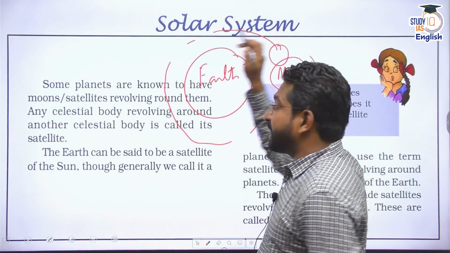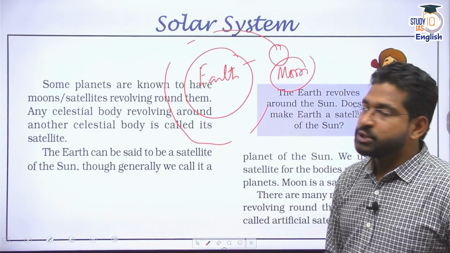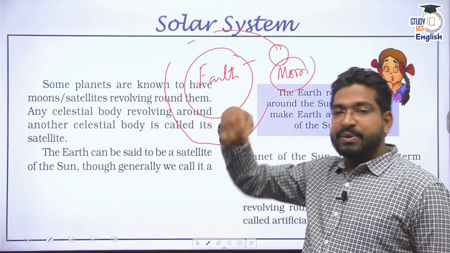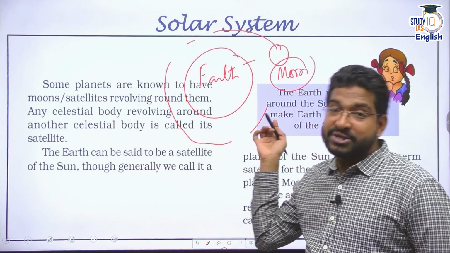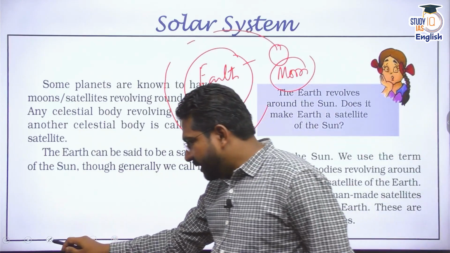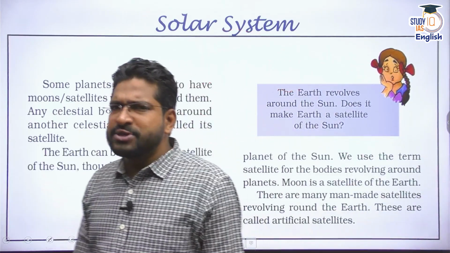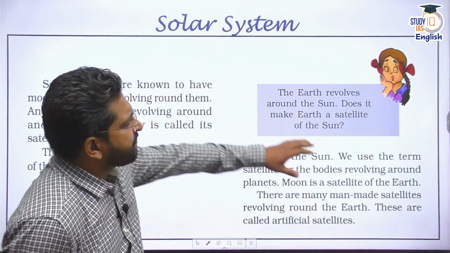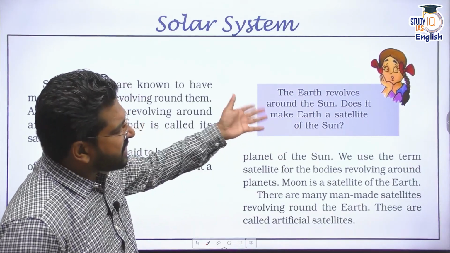So the moon is like a natural satellite. Anything revolving around the Earth becomes Earth's satellite. So the moon is the natural satellite. Paheli asks a question here: since the moon is the natural satellite of Earth, can I consider Earth to be a satellite of the sun?